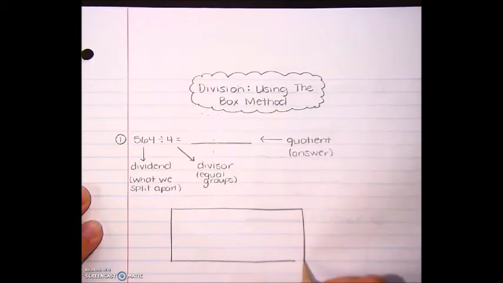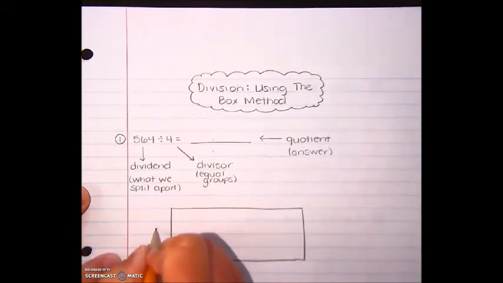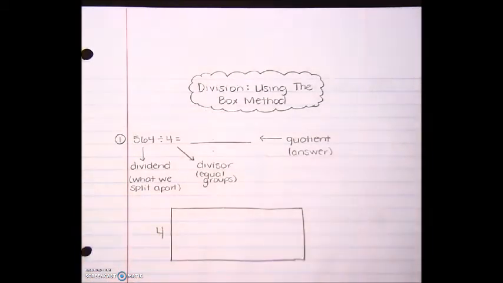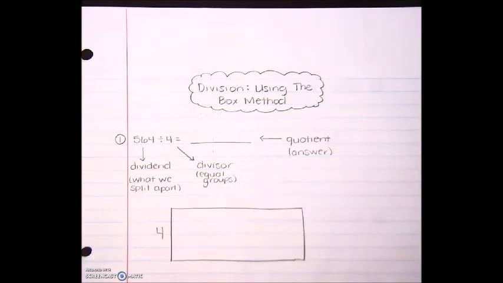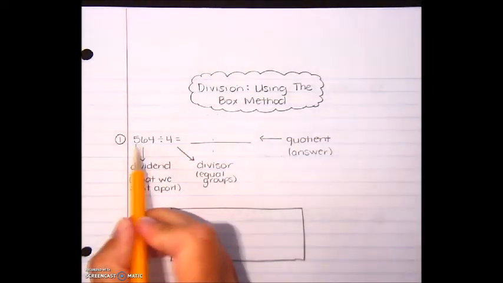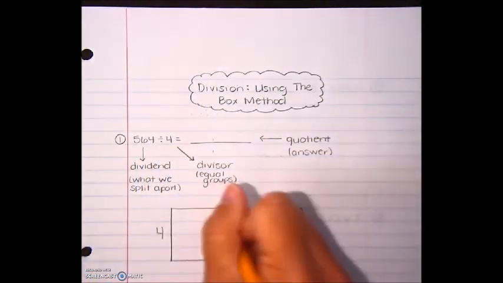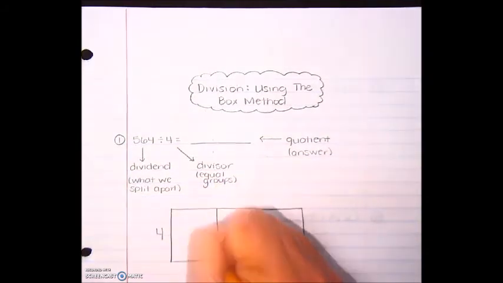My divisor is going to go on the outside of this box. Just like with the traditional method, your divisor goes on the outside. Same thing with the box method. Now I need to look at my dividend, and since I have a 3-digit number, 5, 6, and 4, I need to split this box into 3 boxes.